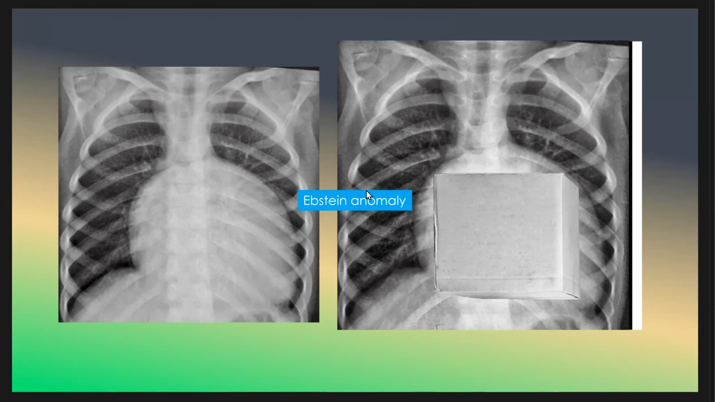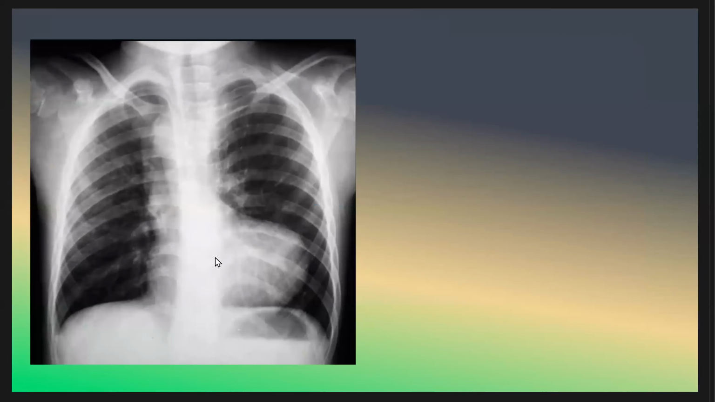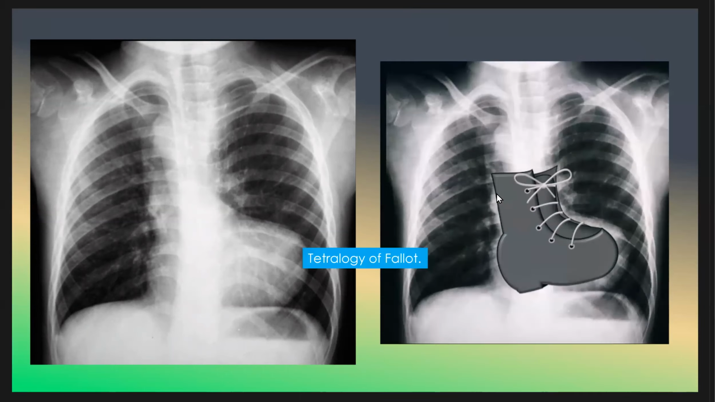And the next case, we have a patient with tetralogy of Fallot. We see the right-sided aortic arch, pulmonary concavity, pulmonary atresia or pulmonary stenosis, and the right ventricle is boot-shaped, and the apex is elevated. And this is tetralogy of Fallot.